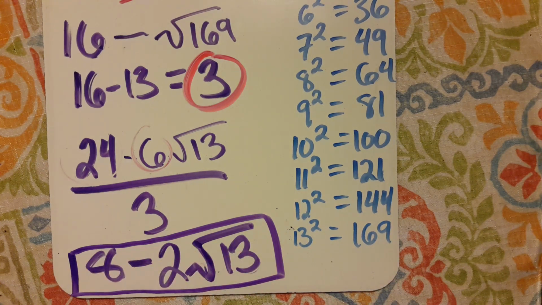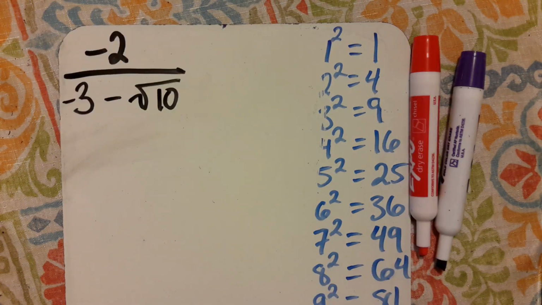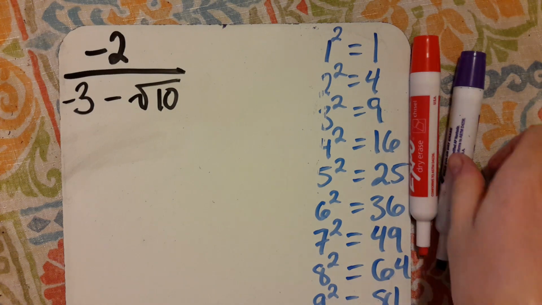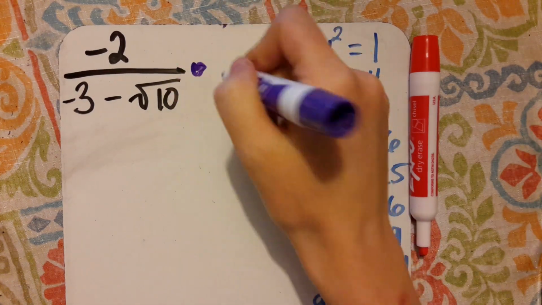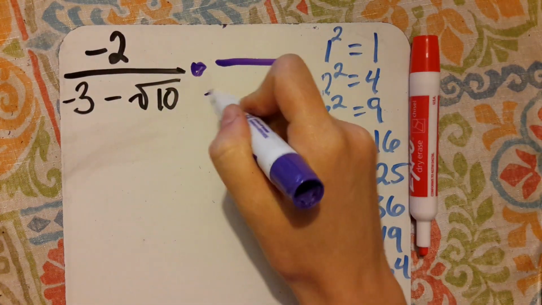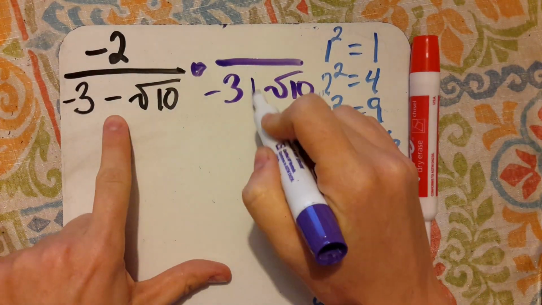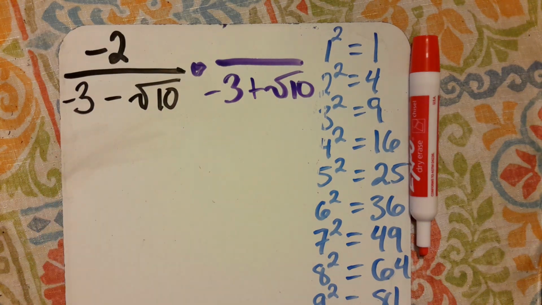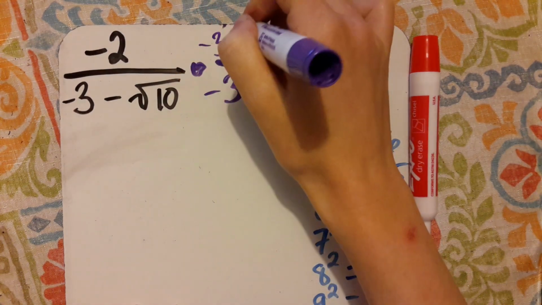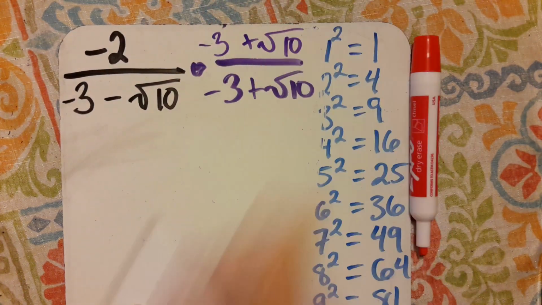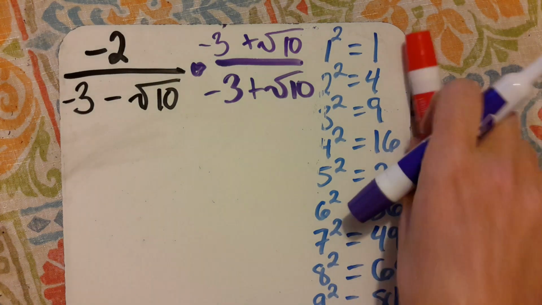Let's try another one. So I made sure to choose one with some negatives on the bottom this time. Again, you're going to multiply by the conjugate. So the conjugate, again, you take the bottom, you write down the exact same thing, except you switch the middle sign. Notice I'm not switching the negative 3. That gets to stay. I only switch the middle one. And whatever you do to the bottom, you're going to need to do to the top today, so that you keep the problem the same.